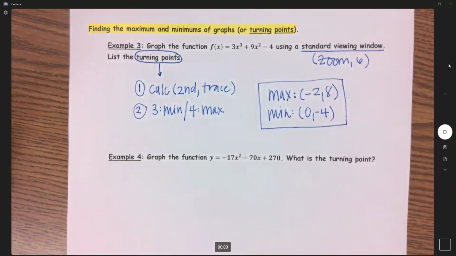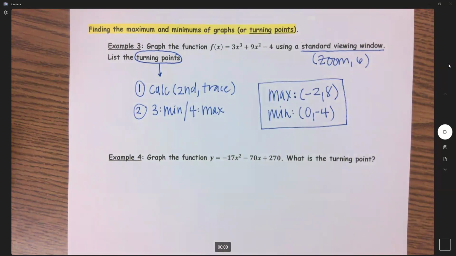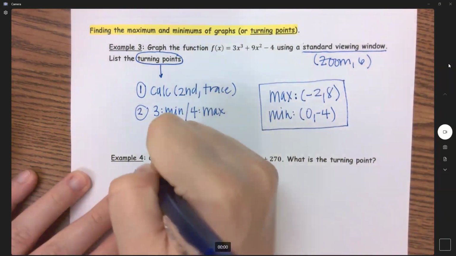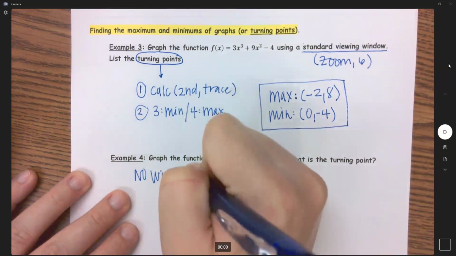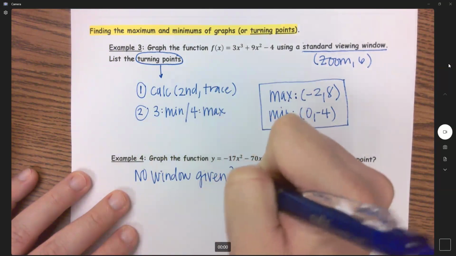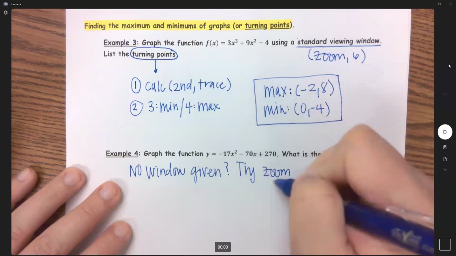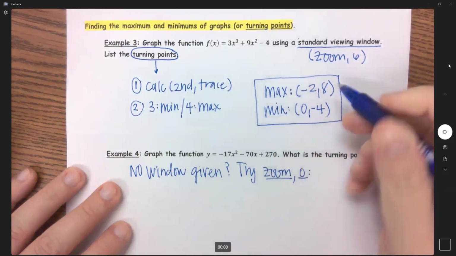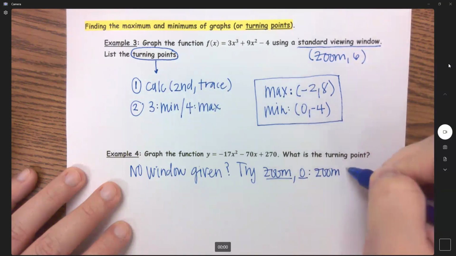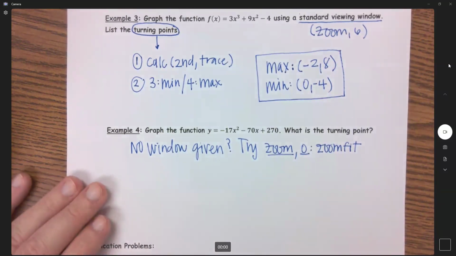Example 3. Graph the function and find the turning point. This one doesn't tell me a viewing window either. The last one told me standard. This one doesn't tell me any of them. When this happens, and this isn't always going to work, but when you have no window given, we are first going to try zoom 0, which is for your zoom fit.